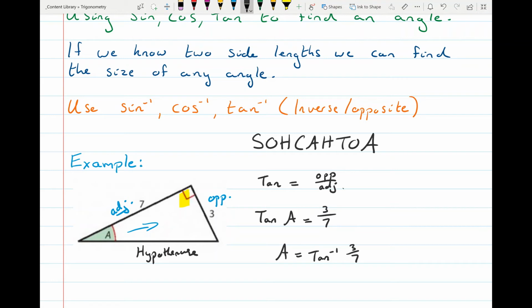To get inverse tan, press Shift and then tan, and it'll give you the inverse. And angle A then works out to be 23.198 degrees, and we're going to round that off to maybe 23 degrees. And that's why it's important that your calculator is in the correct mode, because there's a big difference between 23 degrees and 23 radians.